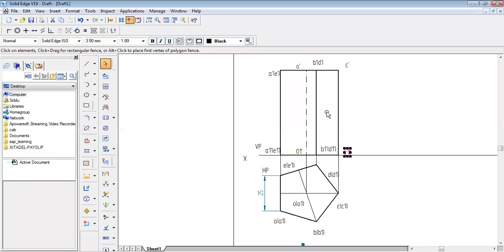So now we'll see how you make it rest in the second position. What is being given in the problem? One of its base edges is inclined to VP at 30 degrees and to HP at 45 degrees. It is resting on one of its base edges.